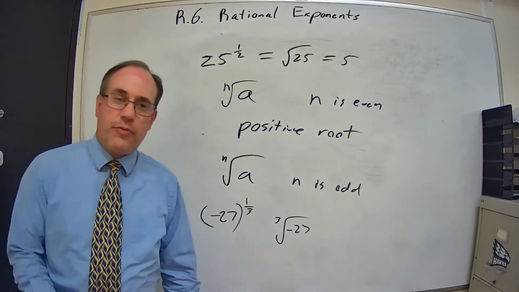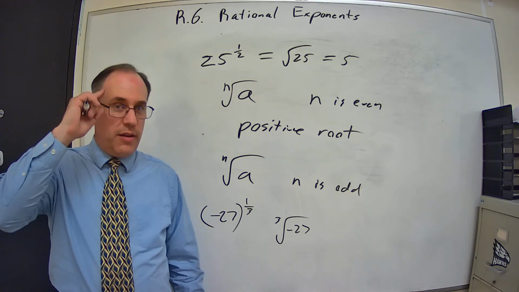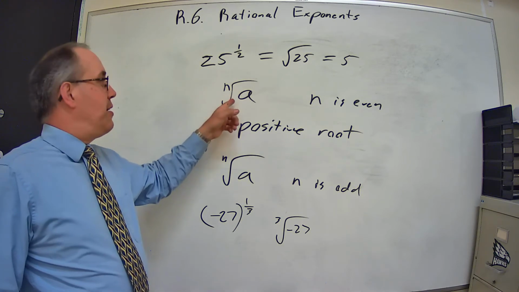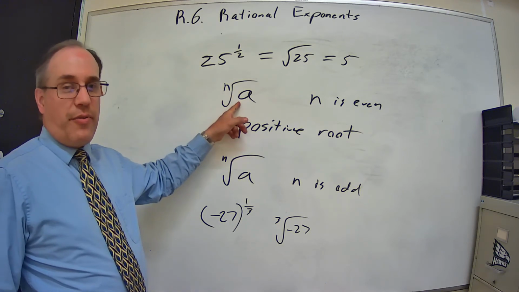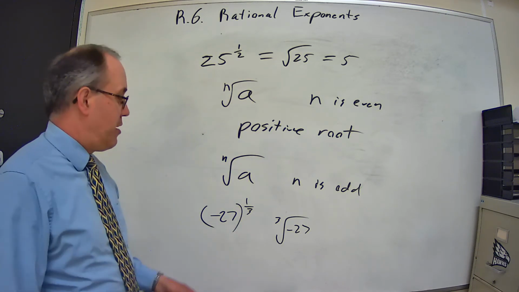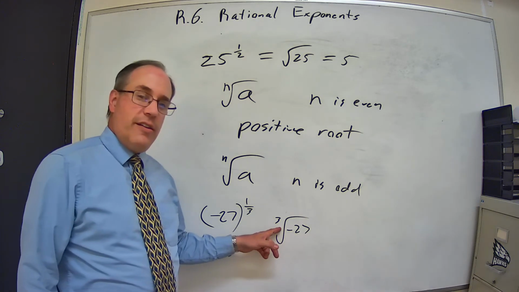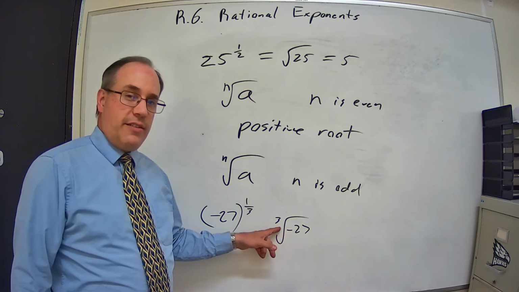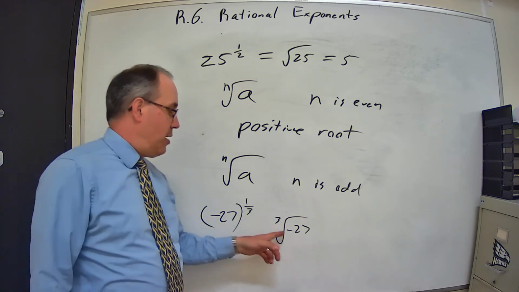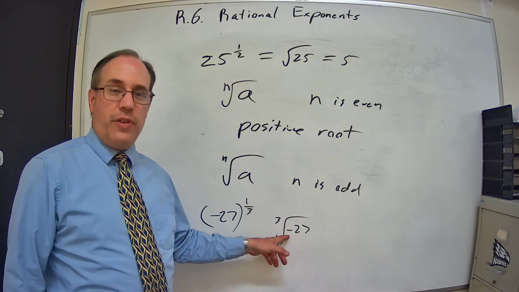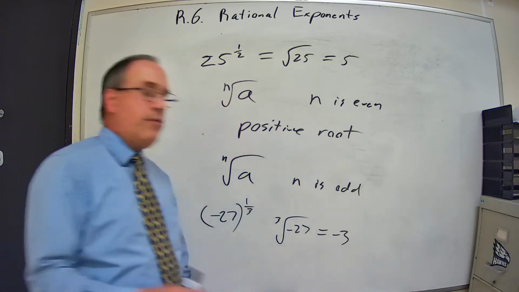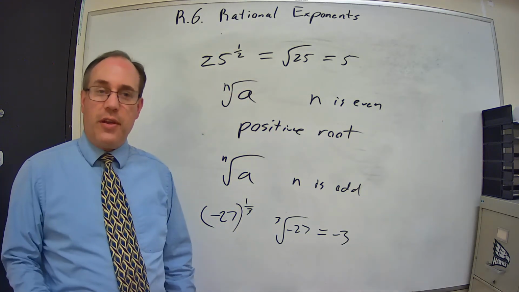Now, before you panic, think about what you're looking at. Remember, if you have an even number root and you have a negative sign inside the radical, then you're going to be dealing with imaginary numbers. But if you have an odd index, an odd root, cubed root, fifth root, seventh root, etc., then you can have a negative value in there and get a real result. That's going to be -3. -3 cubed is -27. Why does that happen?